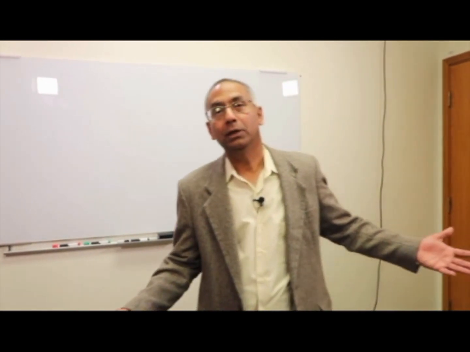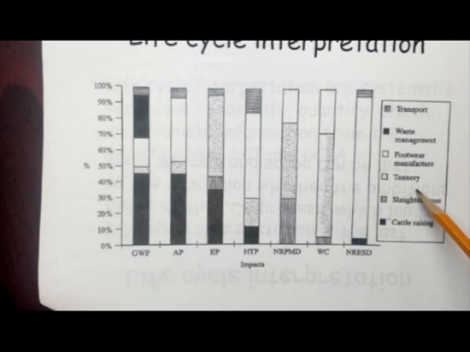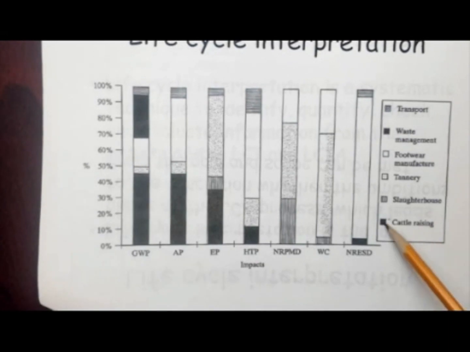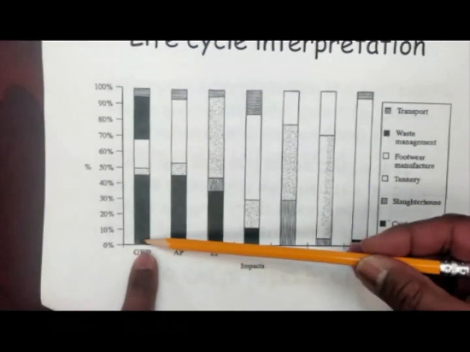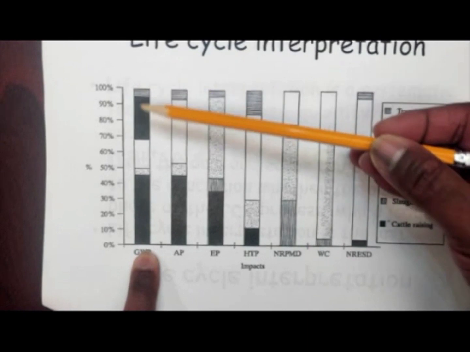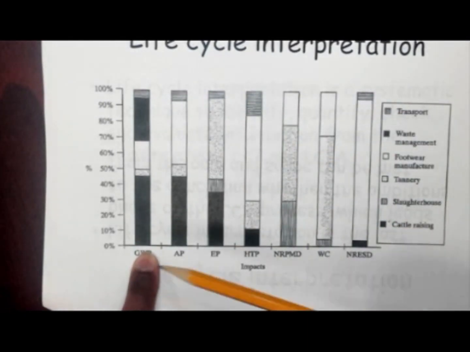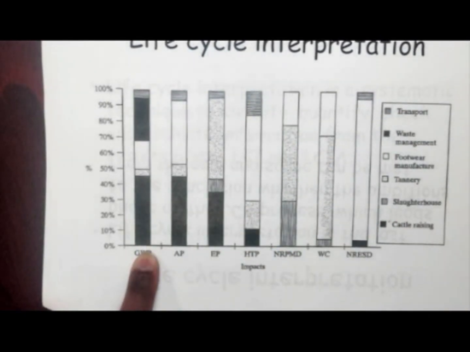So what you see here, shown in different colors, are different stages, right? This is for the leather shoe or footwear making process. Cattle raising, slaughterhouse, tannery, footwear manufacture, waste management, transportation. Now some of these look identical, like the waste and cattle raising, because they were actually in color, and I made a photocopy in black and white. They both show up as black, but ideally this would be colored bars, so you can see 100% of global warming potential due to footwear manufacture. A good part of it is caused by cattle raising.